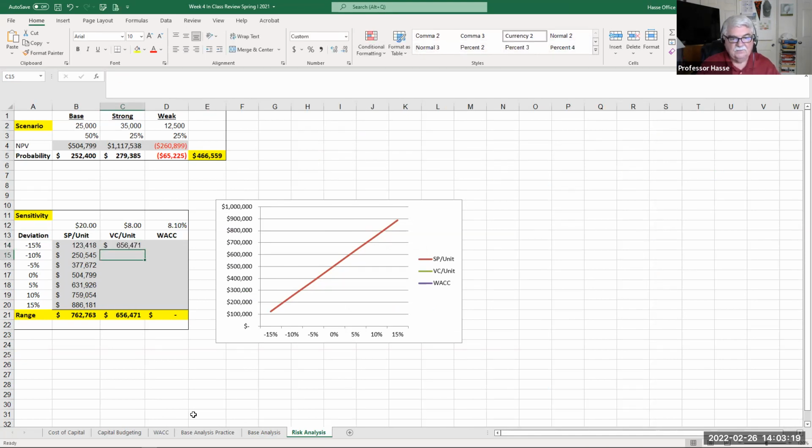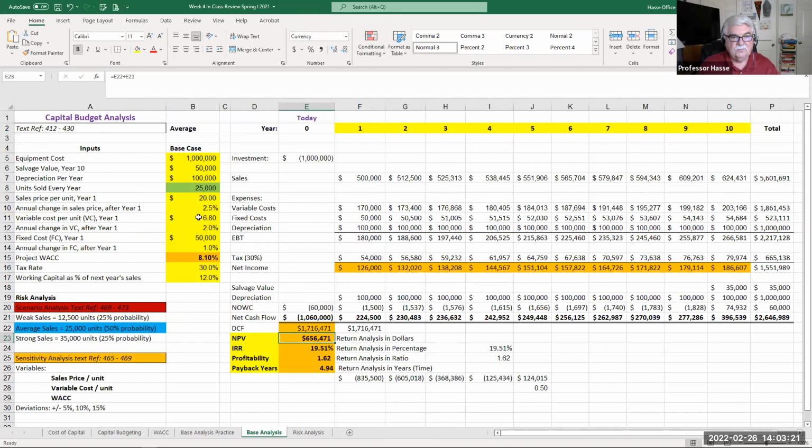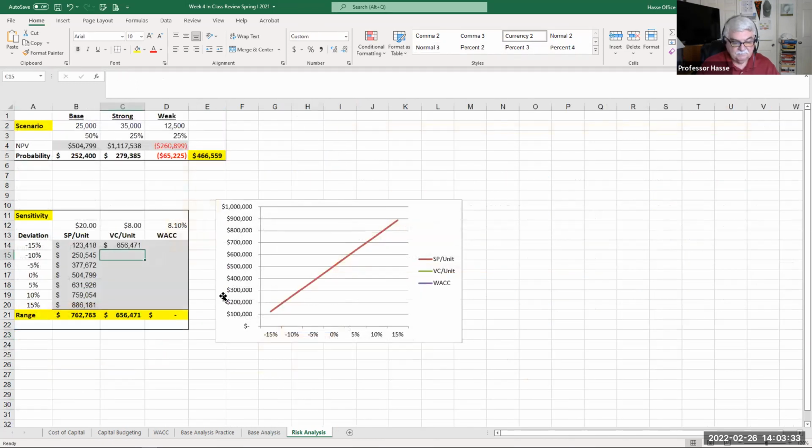All right. Now let's drop our variable cost rate by 10%. So $8 times 0.9. We're making $605,914. And now our line starts going the other way. This is an expense, so the line goes the other way, and we begin to see that in our chart.